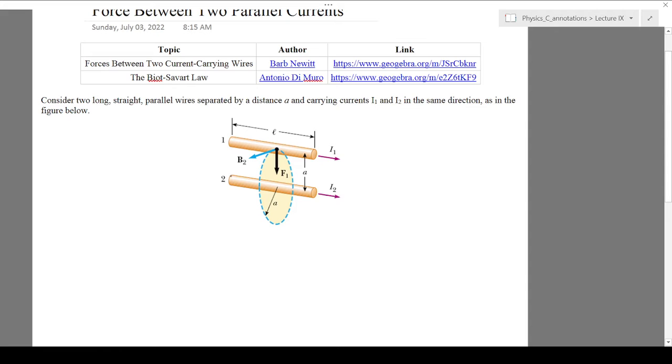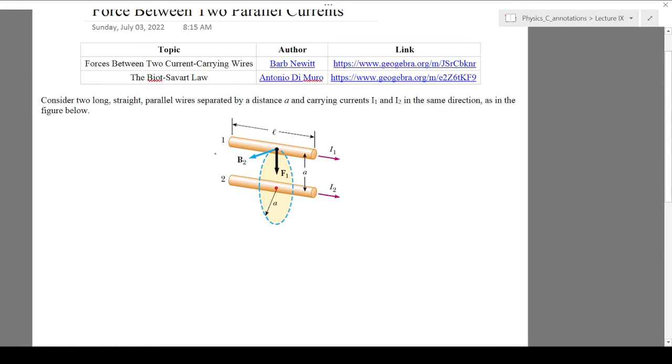So if you have, for example, this wire here with a current through it, it is going to generate a magnetic field, as you can see here in blue. And this magnetic field is going to interact with the current in this first wire, and is going to generate a force here. Of course, because of Newton's second law, the first wire is also going to do the same.